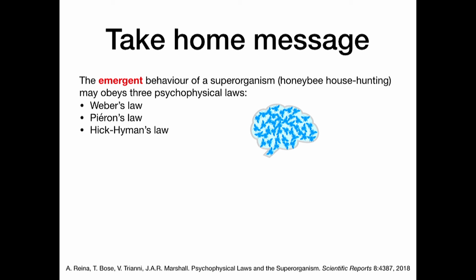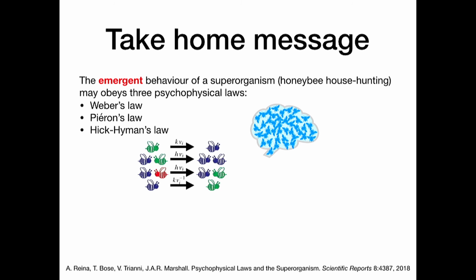So with this, I conclude. I just want to mention as a first thing that this is a theoretical study. We didn't work with real bees, but with a model that is derived from field observation. And what we observe is that the emergent behavior of the superorganism may obey these 3 laws. I put in red and bold the word emergent because what we see is an emergent property, because none of the single individuals follow anything that is linked to these psychophysical laws. But what we observe is that the group, the superorganism, displays these relationships. So we are in front of a form of swarm cognition.